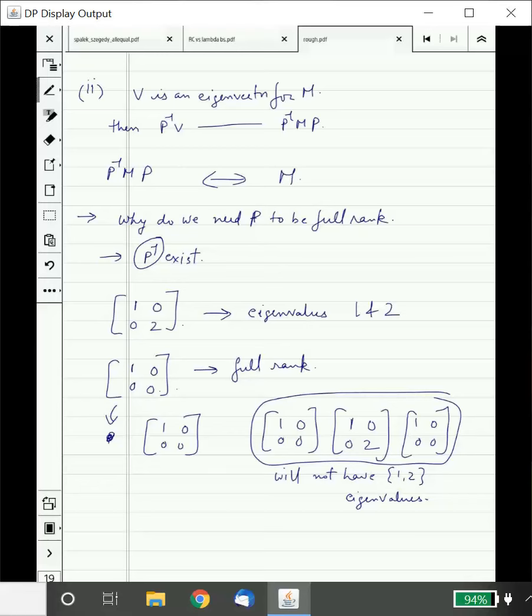This was a small introduction to eigenvalues and eigenvectors. In the next video, we will see spectral decomposition, which will be very helpful in doing a lot of linear algebra and quantum.